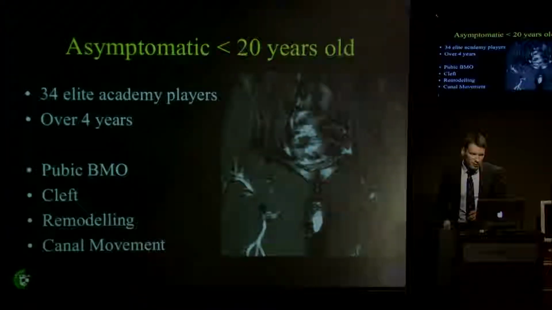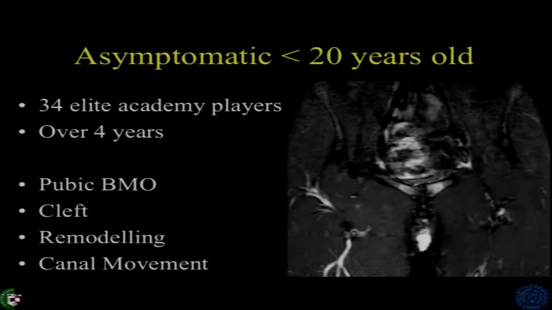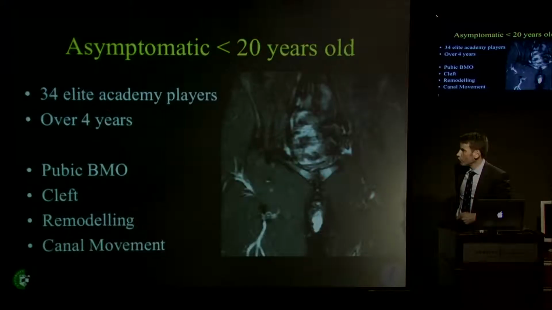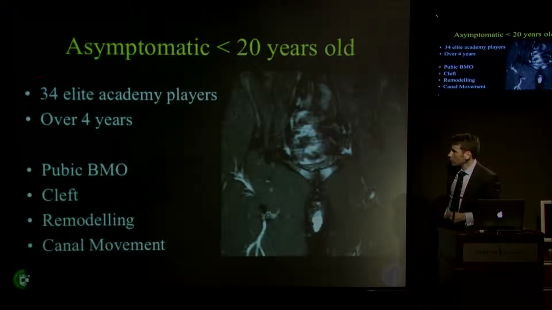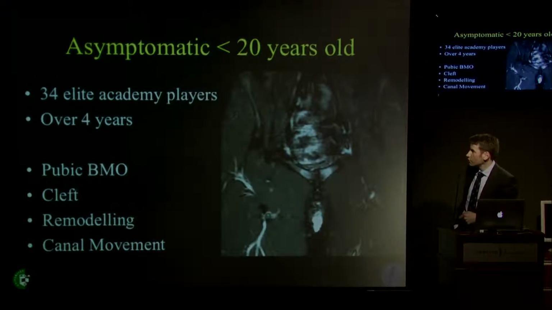We're in the process of publishing a paper where we took 34 elite academy soccer players. So these are premiership clubs. There were 5 premiership clubs from England, 16-year-olds, and we followed them over 4 years, where we gave them MRIs and ultrasounds. And even with this number here, it's too small to reach statistical significance.